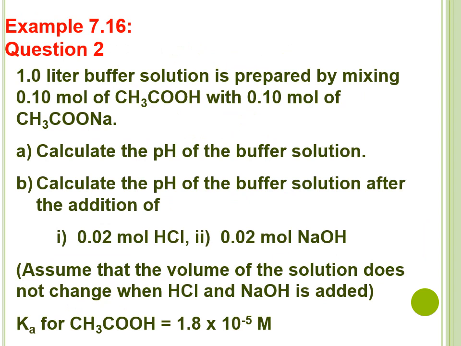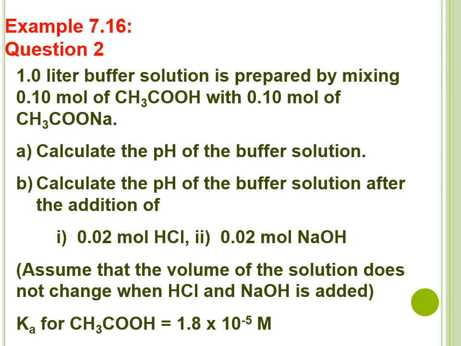Now, we are going deeper into the topic. Question 2. 1 liter buffer solution is prepared by mixing 0.1 mole of acetic acid with 0.1 mole of sodium acetate. So we know here that we need to find the concentration of both substances first. Calculate the pH of the buffer solution.